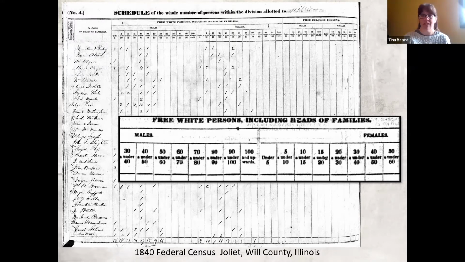By this time, they've condensed it down to just a single page. So you have free colored persons in one column, you have free white persons in another set of columns, and then just those hash marks. And then at the bottom, they would keep a running total. So there would be 18 boys under the age of 5, and you would have 8 girls under the age of 5 for the entire census page for the city of Joliet.